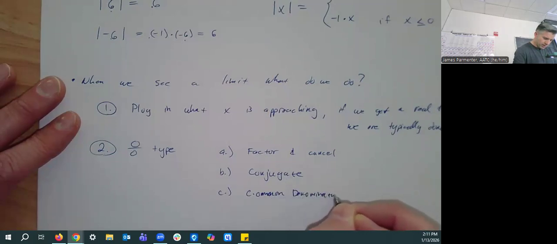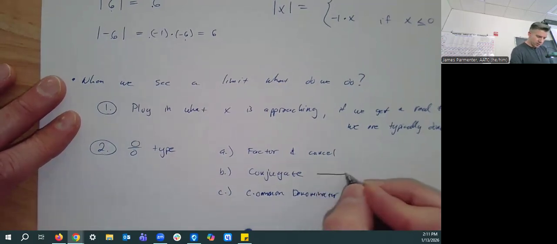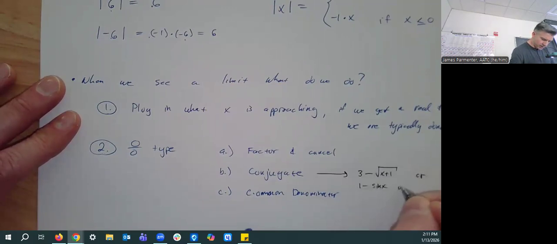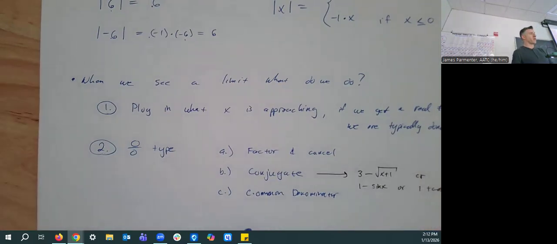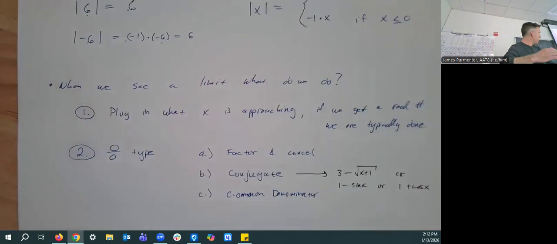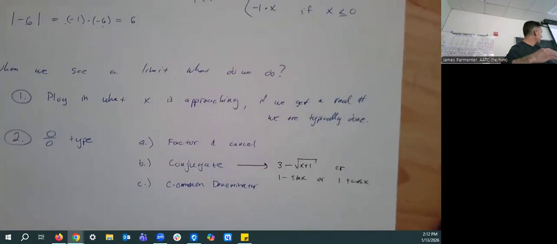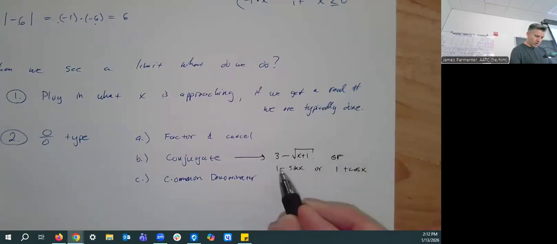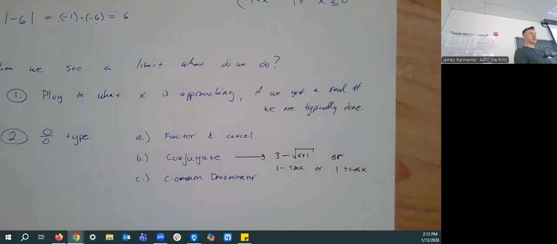And I'll point out for the conjugate, it's good for things like 3 minus the square root of x plus 1, or for things like 1 minus sine of x, or 1 plus cosine of x. Those are all great candidates to be multiplied by the conjugate. That says 3 minus the square root of x plus 1, or 1 minus sine of x, or 1 plus cosine of x. Those are all great things you would multiply by their conjugates because they come out nice.